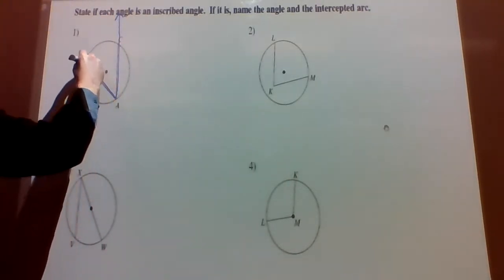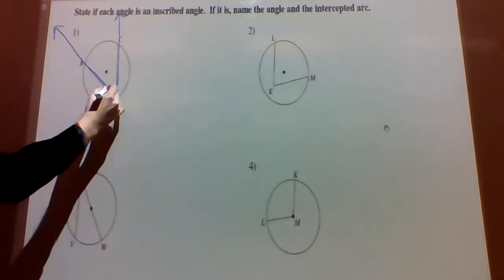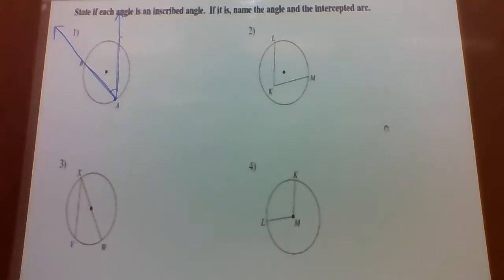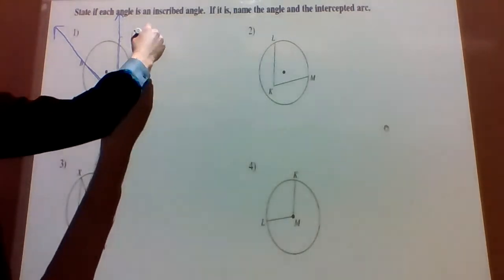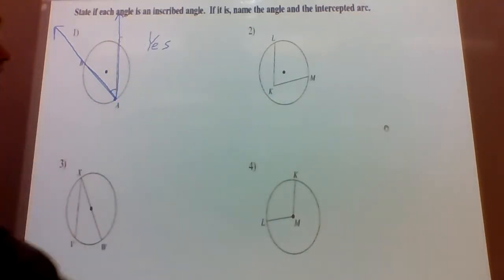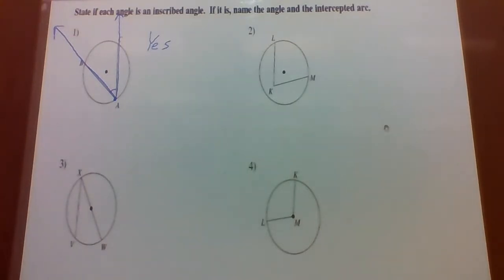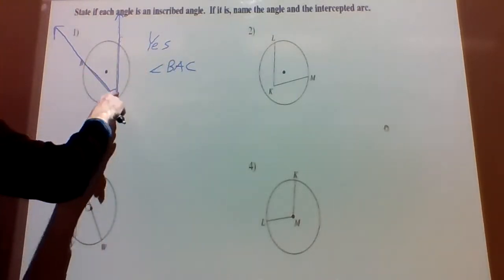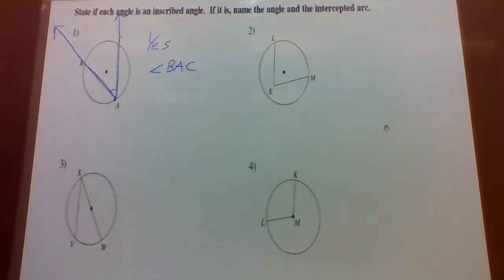Because the pen's off a little, it's hard to draw on the lines. So here's our angle. The vertex of this angle is on the circle. Therefore, it is an inscribed angle. Yes, because the vertex is on the circle. If it is, we want to name the angle and the intercepted arc. So this angle, we can name it angle BAC, or CAB. And then we want to name the intercepted arc.